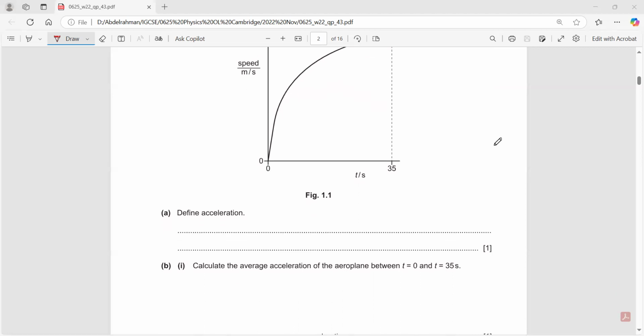Define acceleration. Okay, we know acceleration. What is acceleration? It is the rate of change of what? Of velocity. Rate of change of velocity, or you can say velocity per unit time, or change of velocity per unit time.